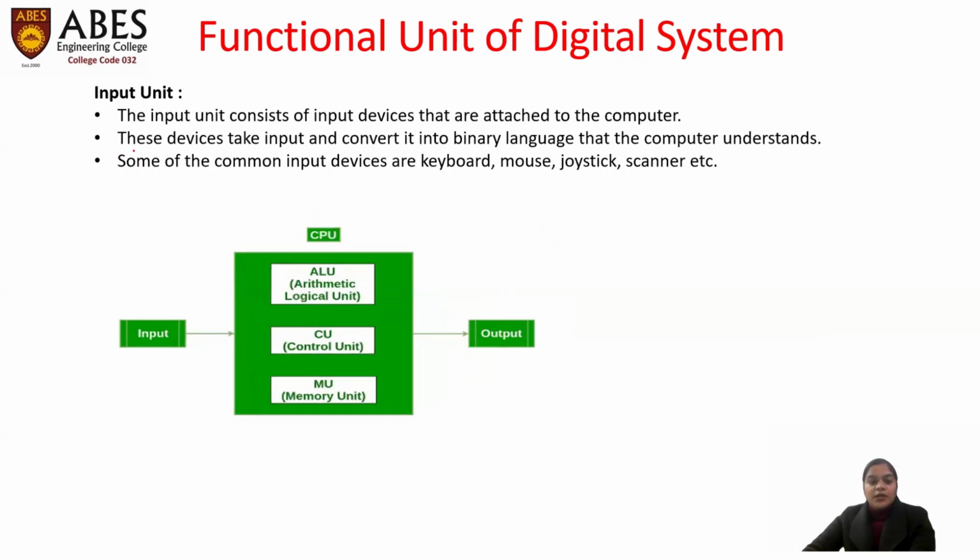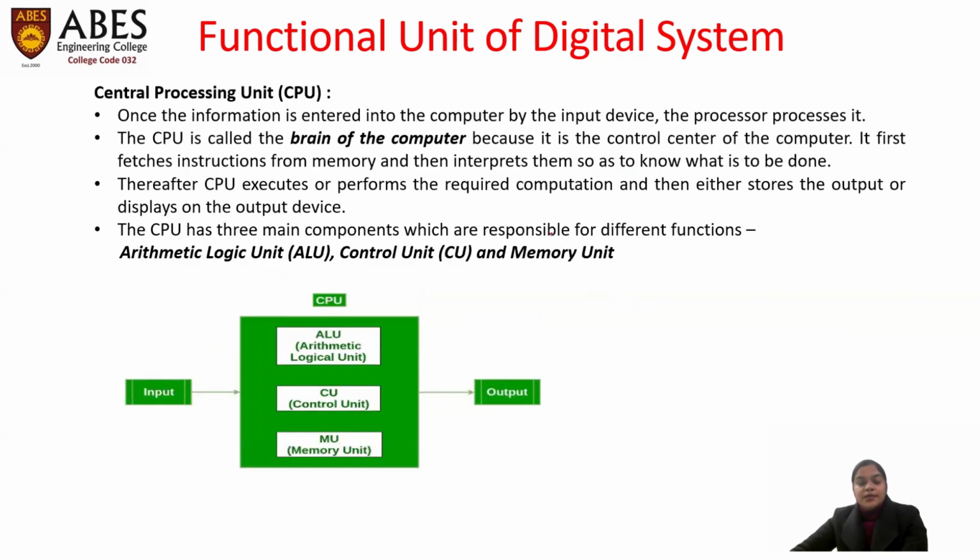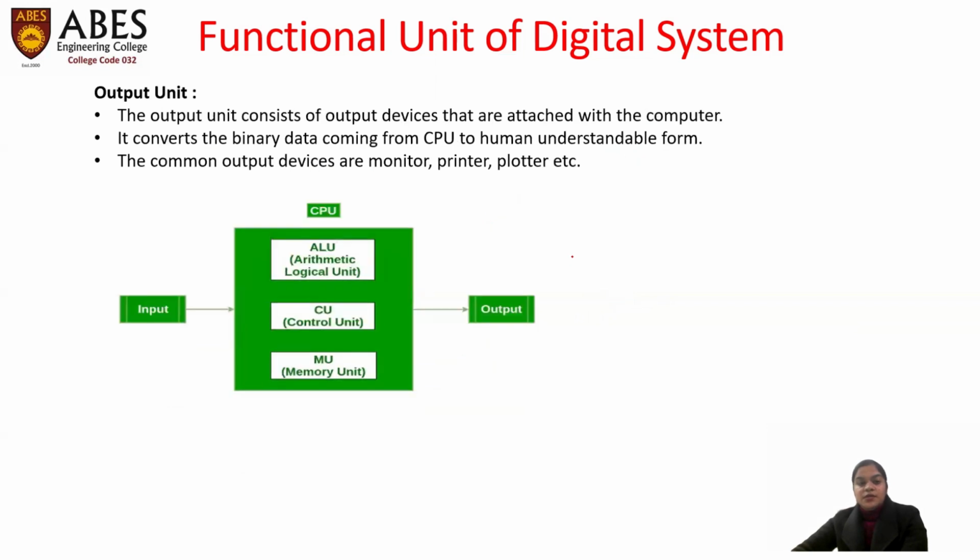So what kinds of input units can there be? An input unit can be a keyboard, a mouse, a joystick, or a scanner, right? It converts the data into the binary language that is mentioned over here. So this is a brief about the input unit. Then comes the CPU. I've already explained that it is the brain of a computer. It processes the data with the help of three components: arithmetic unit, logic unit, and memory unit, right? These points are mentioned over here in brief. You may please read them by yourself.